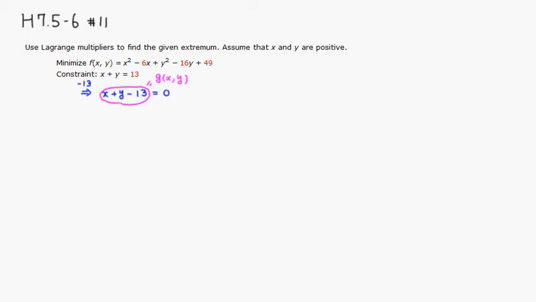So let's formulate the capital F. Capital F of x comma y comma lambda is simply f of x, y, so I'm just going to copy that: x squared minus 6x plus y squared minus 16y plus 49, minus lambda times the quantity g, so it's x plus y minus 13.